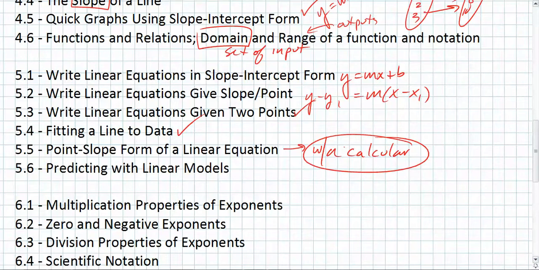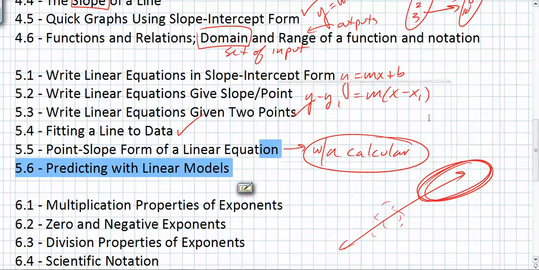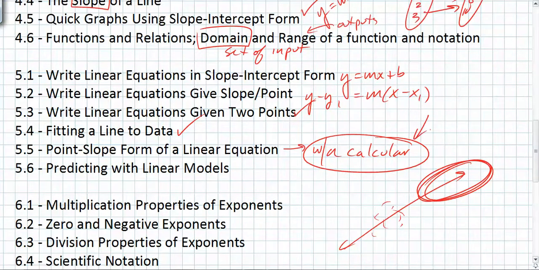And then predicting with linear models. If your data set is like this, and you came up with an equation, what can you do with this area? You can make predictions on that area. Yes. Moving on here. So the calculator. Make sure you remember how to use your calculator. Kind of important.